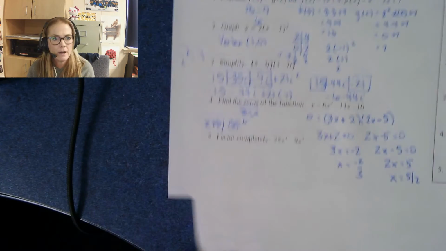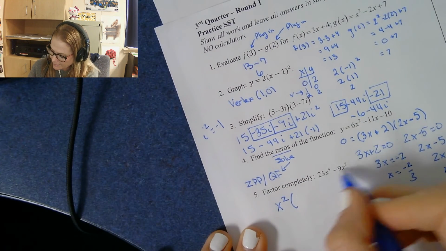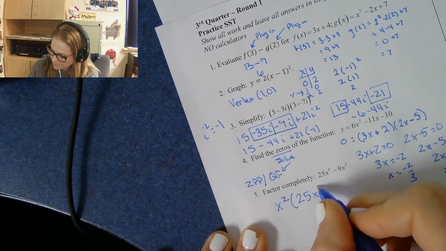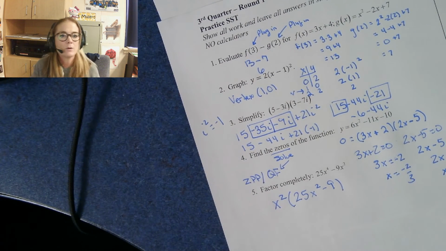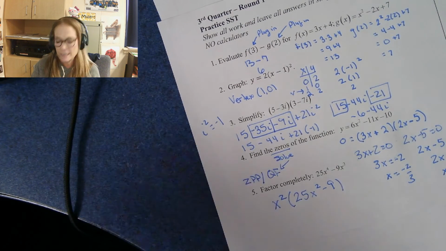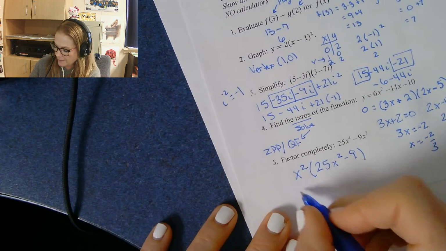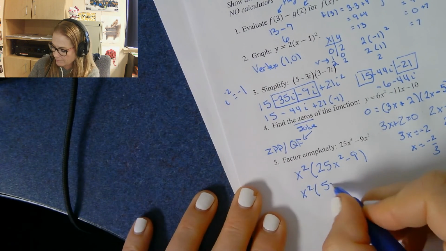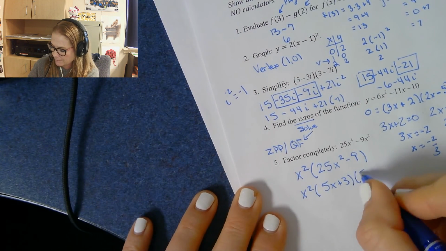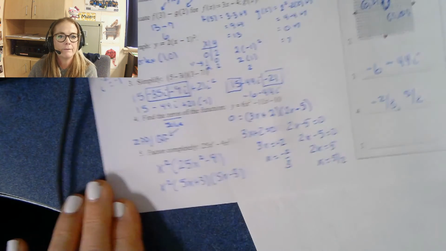Factor completely, always look for the greatest common factor first. x squared can be taken out of both of these, which leaves me with x squared times, when I divide that out, 25x squared minus 9. And then this is a difference of two squares, and that just factors as conjugates. 5x plus 3, 5x minus 3. And that's a pretty easy problem there.